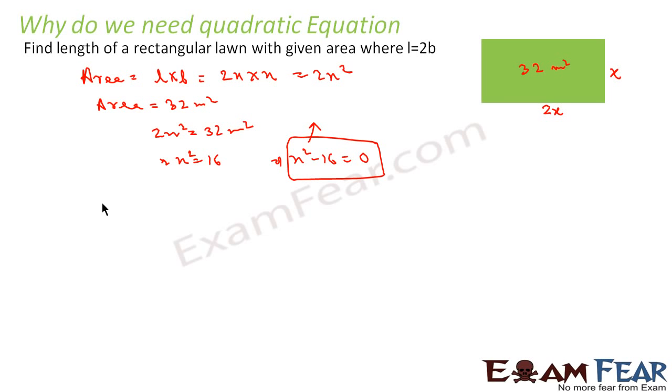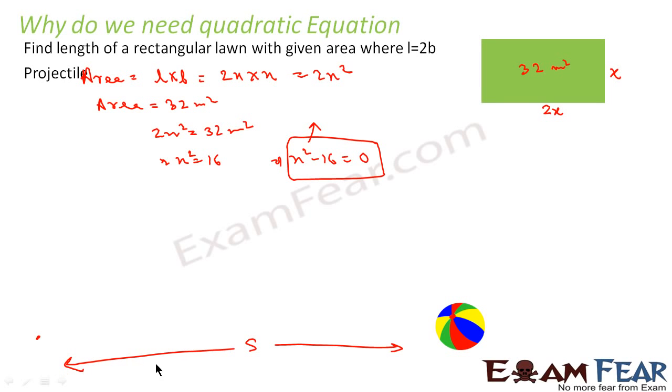The second scenario is the projectile. Let's suppose you're throwing a ball from here to here. You want to find how much distance it's covered. Let's suppose the distance is s, and you want to find the distance s covered. How to find? Then you'll use the physics formula. In physics, the formula is s is equal to ut plus half at square.